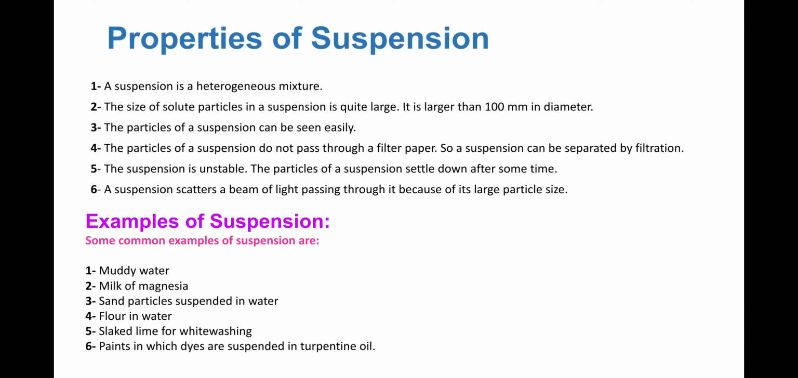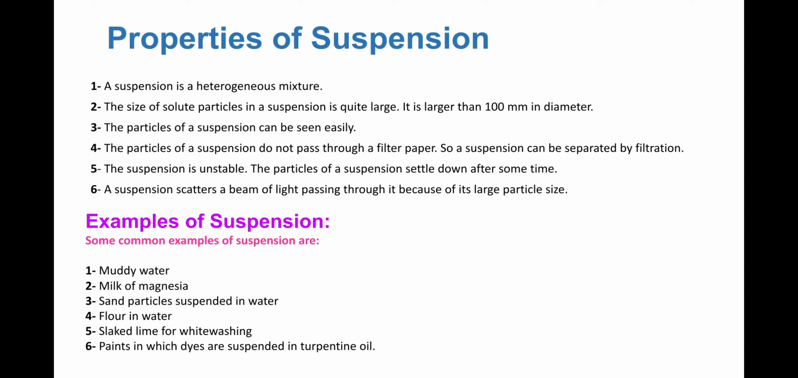Now I'll be talking about properties of suspension. So, a suspension is a heterogeneous mixture. The size of a solid particle in a suspension is quite large. It's larger than 100 millimeters in diameter. The particles of suspension can be seen easily.